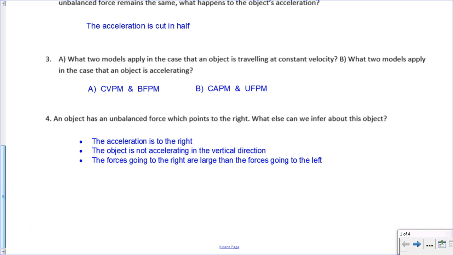Question number four hits another important point of this unit. If we know the direction of the unbalanced force, we also know the direction that that object is accelerating in. We know that it's going to have balanced forces in the direction perpendicular to that acceleration, which we take into account on a lot of different problems. And then we also know that the rightward forces would be larger than the leftward forces.